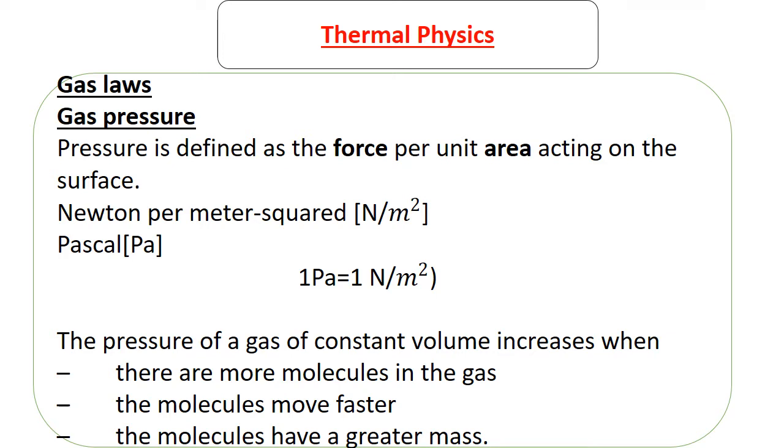Finally, the molecules have a greater mass. If the molecules have a greater mass, then the pressure is going to be high. You can see greater mass as proportionate to greater weight or greater force of the particles. So that weight or force implies that more force is being applied on a unit area, meaning that more pressure is being created. So these are the three factors that determine the pressure of a gas: the number of molecules, the speed of the molecules, and the mass of the molecules.